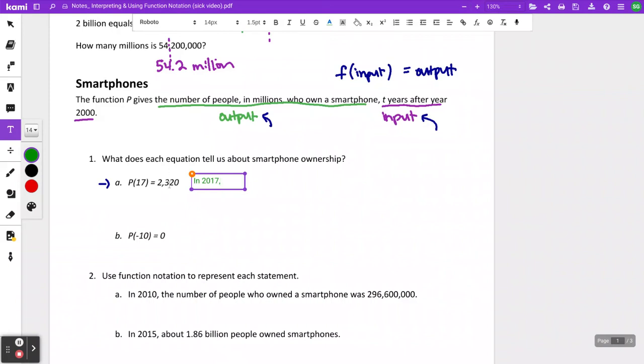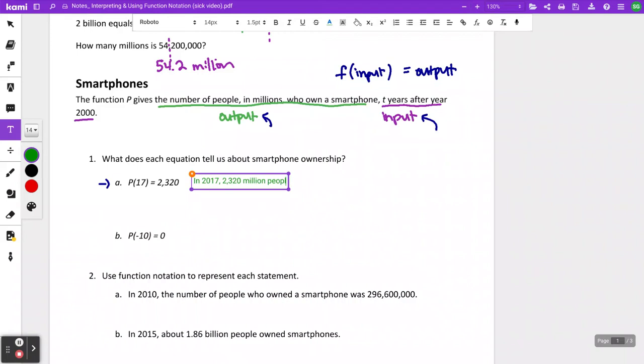Similarly, this other number here, that one after the equal sign, was our output. Remember, our output's talking about the number of people who have a smartphone. But that number, 2,320, it's not 2,320 people who have a smartphone, because our output wasn't just the number of people. It's the number of people in millions. So that means 2,320 million people own a smartphone. So this is where that warm-up comes in handy, right?